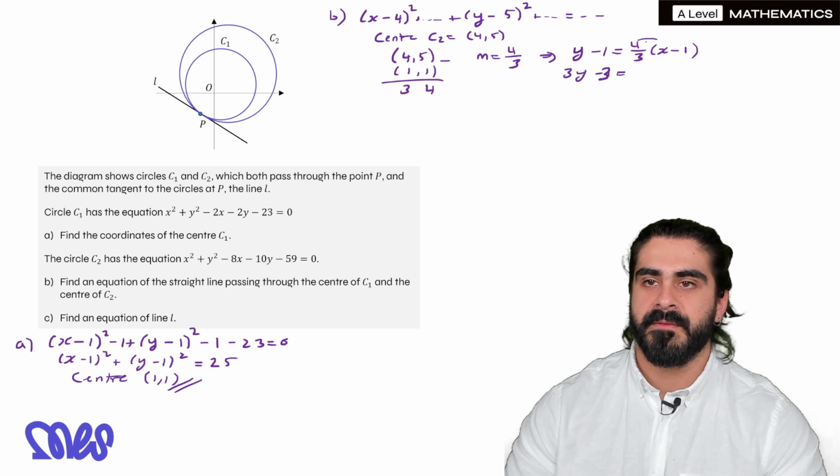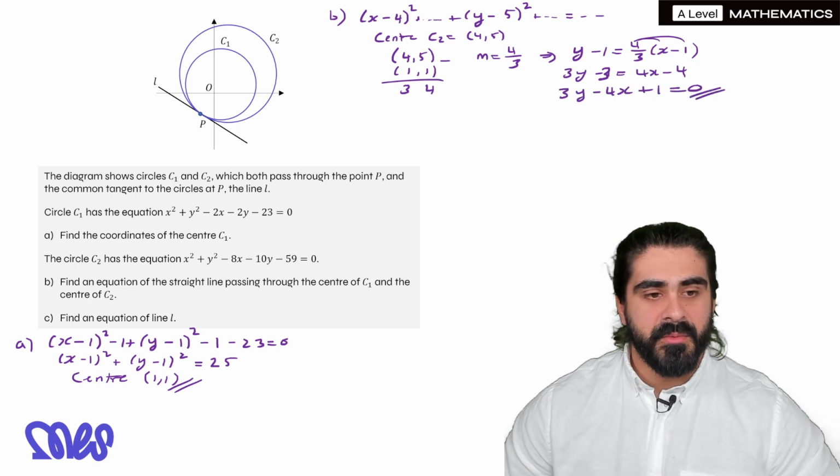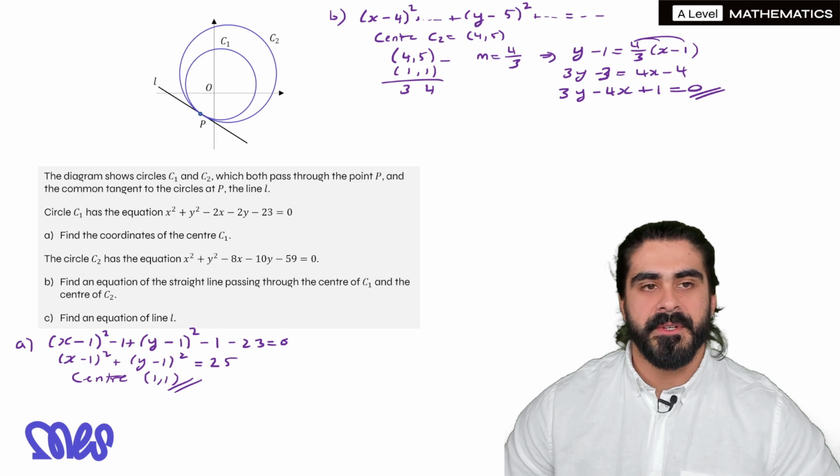Times through by 3 is 4x minus 4. Then move everything to one side. Then it's just saying, what does the equation of L have to be?